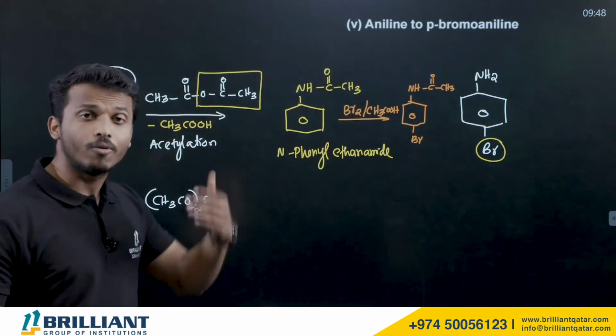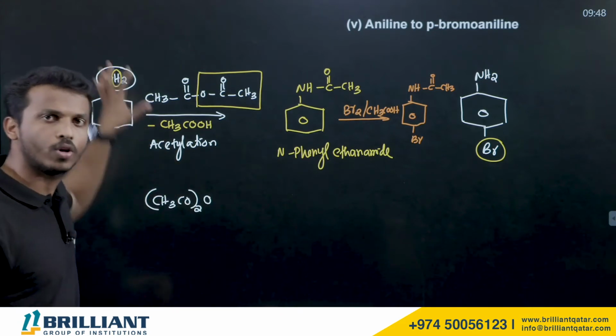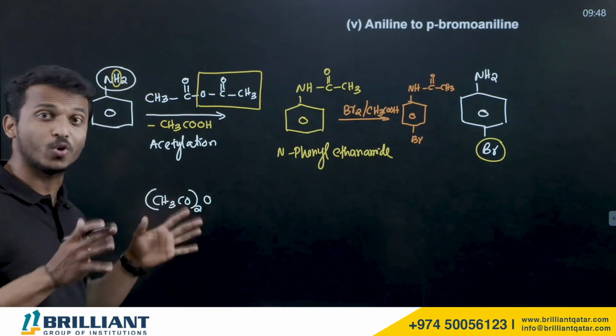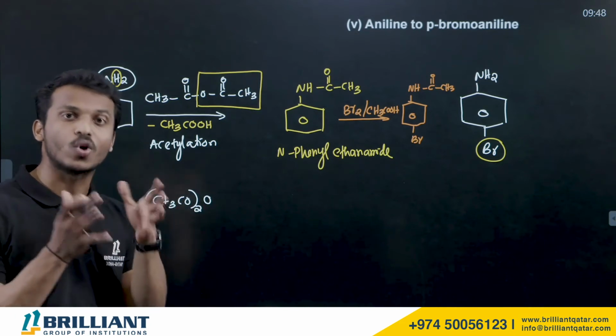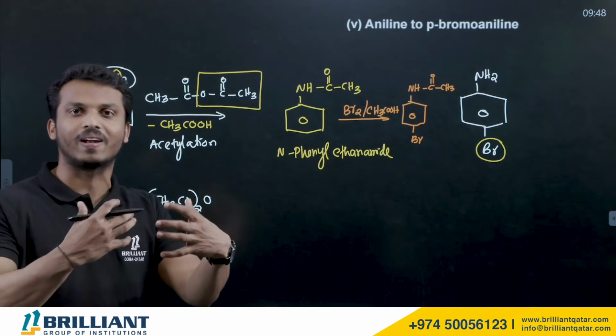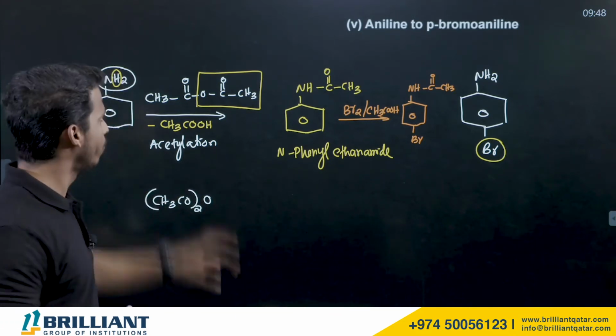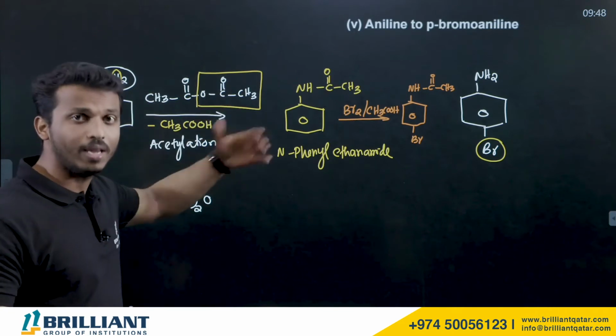Then we need our amine group back. Right? Why did we do acetylation first? Because to protect the NH2 group. Because the NH2 group is the main issue. It is a very strong ortho-para directing group. It is inviting all the electrophiles immediately into ortho and para. We don't want that. We need only one bromine. So we protected. Now we want the amine group back.